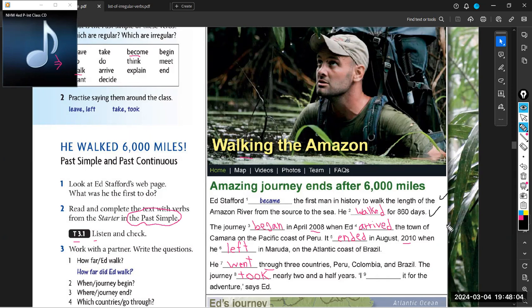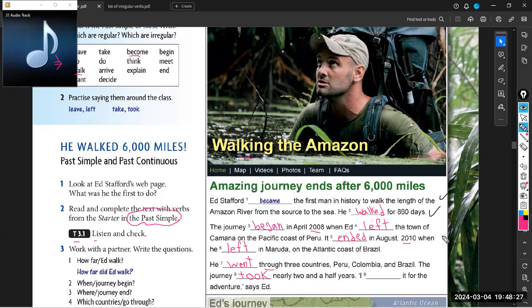What? When Ed left, or left. Ed, sorry. So here we have to say left, the past of leave. Leave the town, left the town. So when Ed left the town of Kamana on the Pacific coast of Peru.